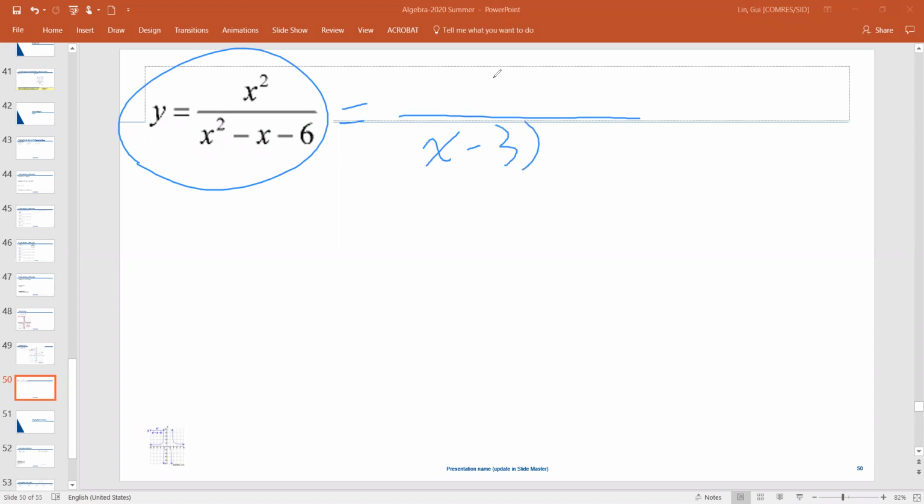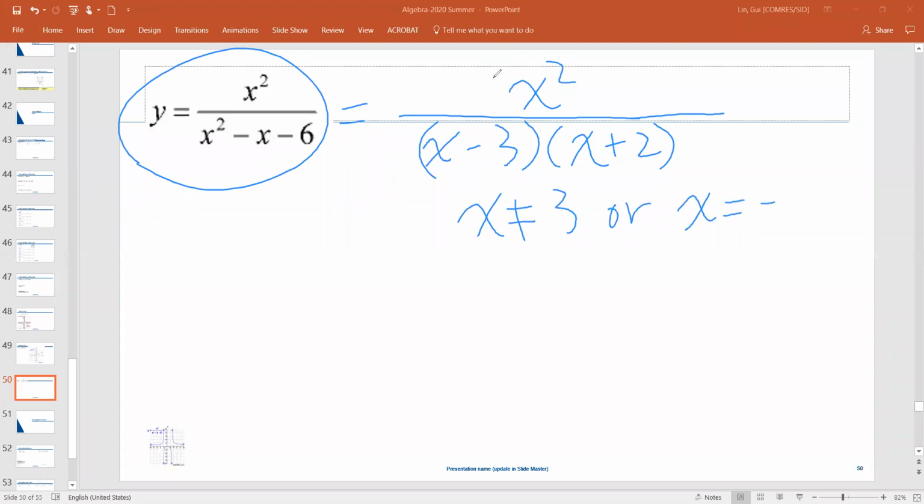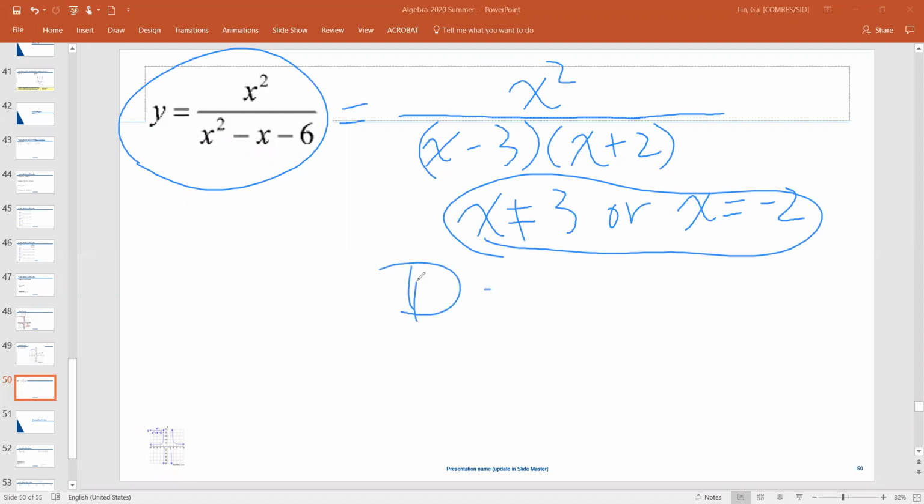So the bottom part you can change into one like this, x squared. So when you do this rational graphing, it means x cannot equal 3, and also x cannot equal -2, right? That's more important. So when you do the domain, this domain is limited, so it means you cannot go to these 2 points.